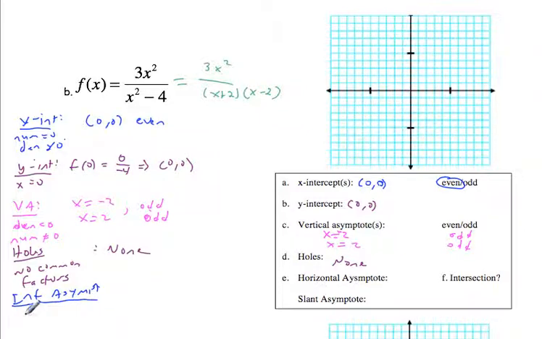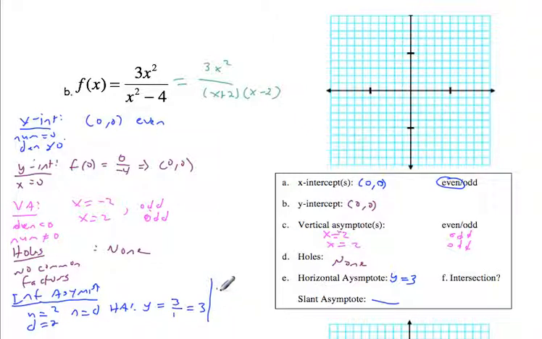Here the degree of the numerator is 2, the degree of the denominator is 2. Since n equals d, we have a horizontal asymptote. Its equation is the ratio of the leading coefficients, which is 3 over 1, which is 3. So we're going to have a horizontal asymptote at y equals 3. We will not have any slant asymptotes. We can't have both.